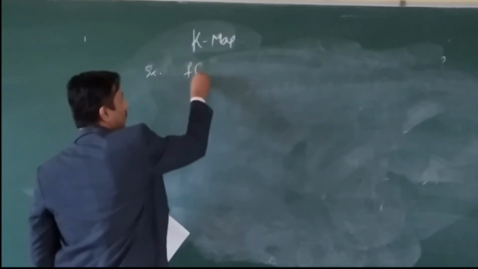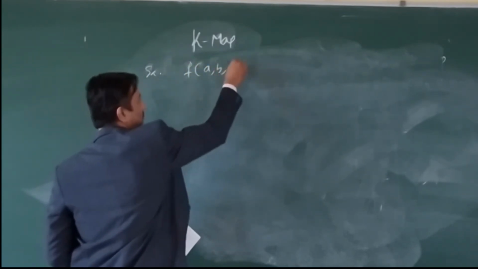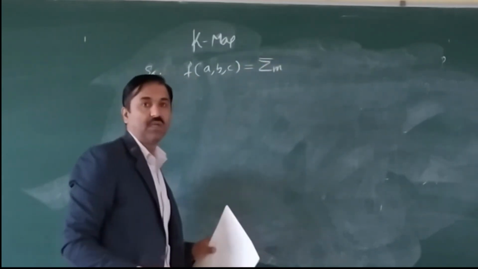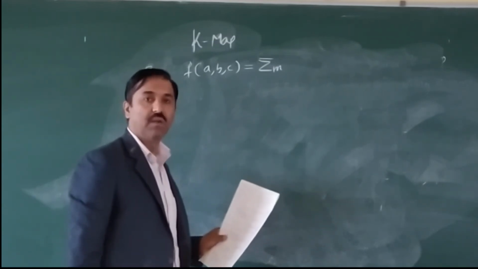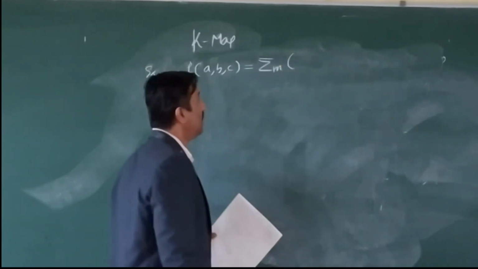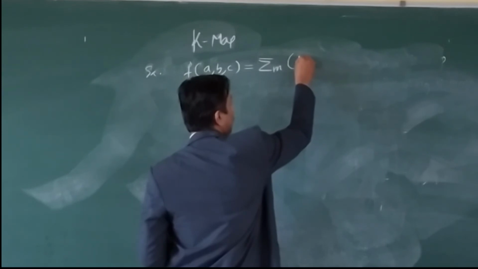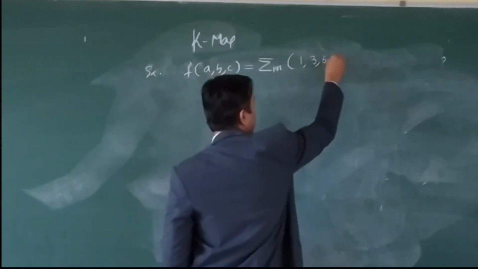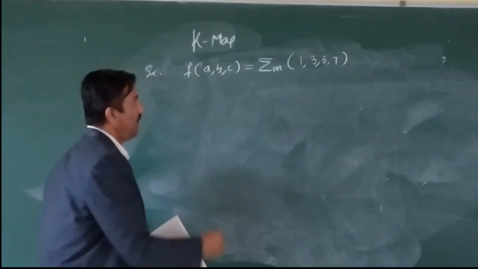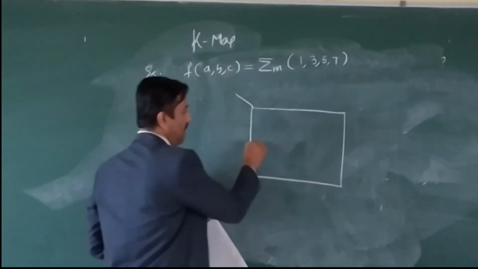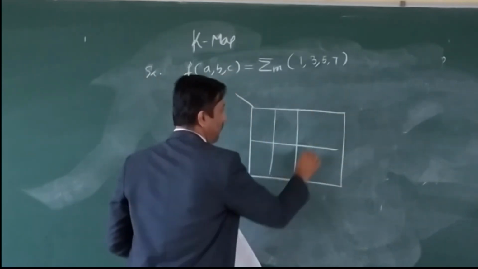So how do they do it? F of A, comma B, comma C, again a 3 variable function, is equal to summation of m. Now what does summation represent? Summation represents your min terms. Okay, so we have already seen what summation is. So let us take an example: 1, 3, 5 and 7. The term numbers in those brackets represent the min terms. Remember that.